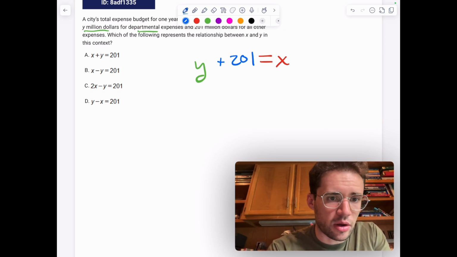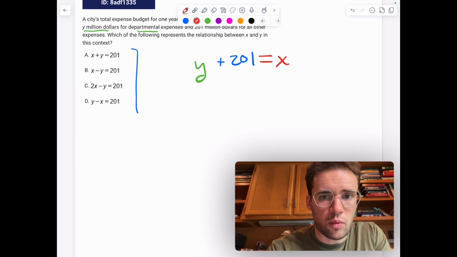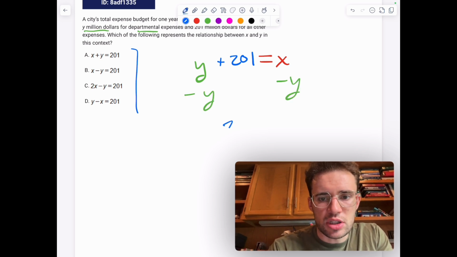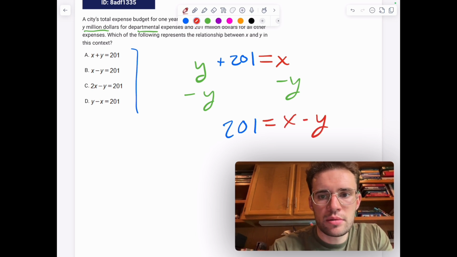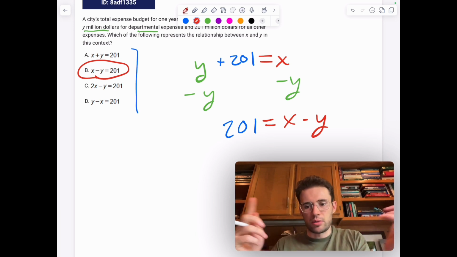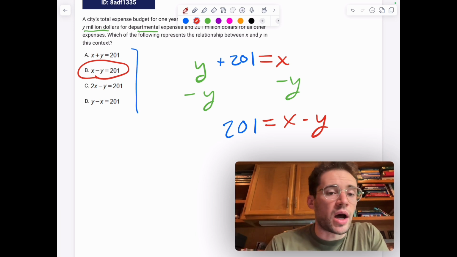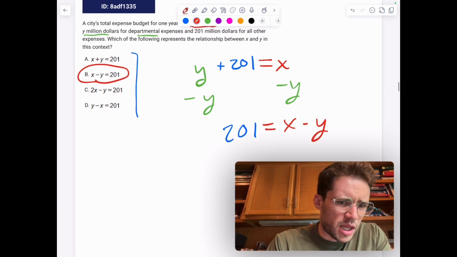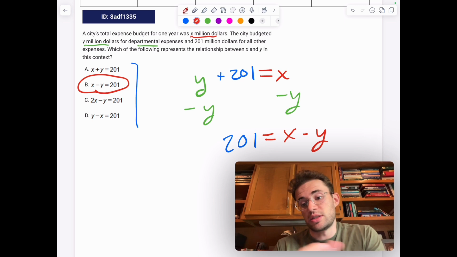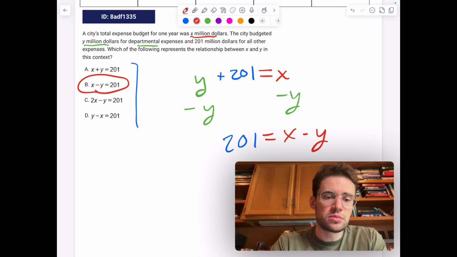Okay, so if we want to make it look like one of these, then we're just going to get the y on the other side. So subtract y from both. That gives us that 201 is equal to x minus y. I know they have it reversed, but it doesn't really matter which side of the equal sign you're on. So x minus y is equal to 201. Perfect. Right, and even logically, that would make sense. The total minus the amount spent on departmental expenses equals the amount spent on other stuff that was in the total.